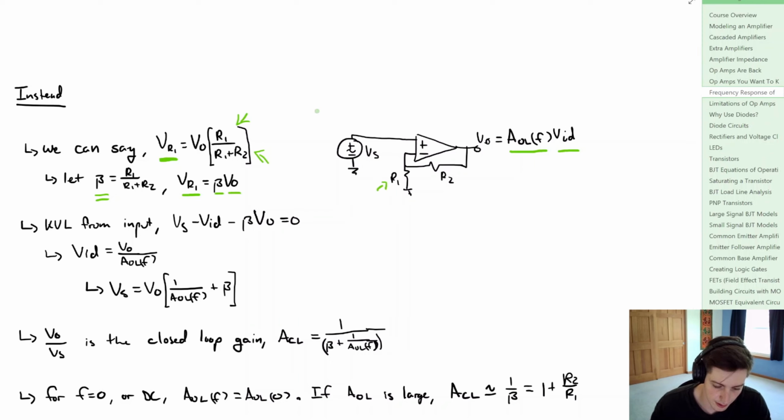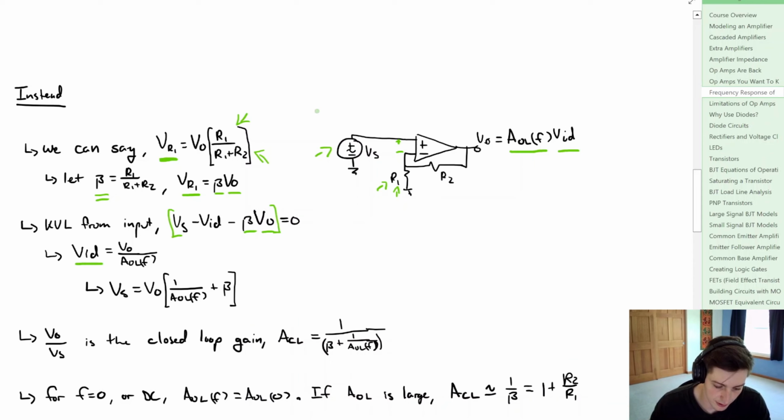So let's set up a KVL from the input. We're going to say that the source voltage minus the differential voltage right here, minus the voltage over R1, is equal to 0. And we know that the voltage over R1 is equal to beta times the output voltage, and this whole term is equal to 0.